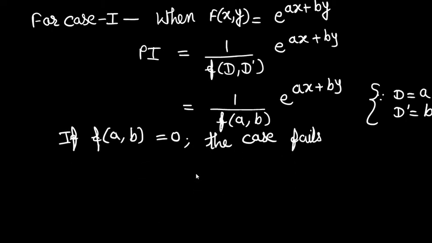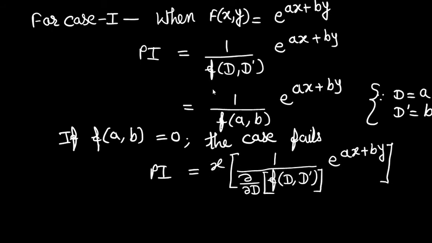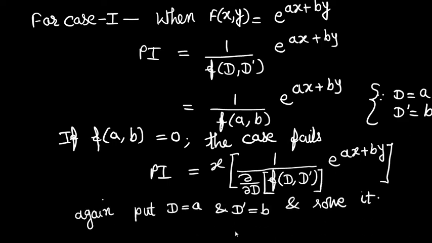Now, whenever case 1 fails, then PI equals: you multiply the numerator by x and differentiate the denominator term with respect to capital D. And again substitute D equal to a and D dash equal to b, provided this denominator value is not equal to 0. If this value is 0, then again apply the same method. This is for case 1.